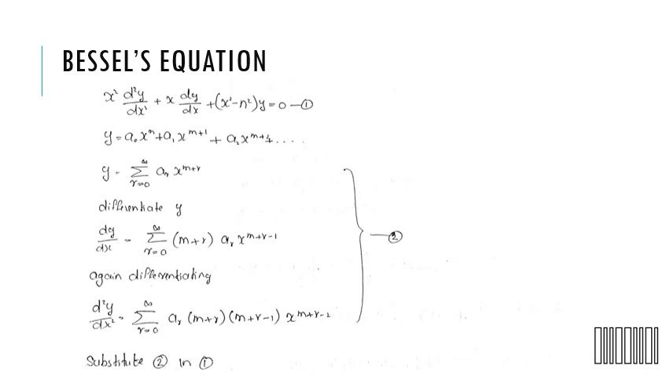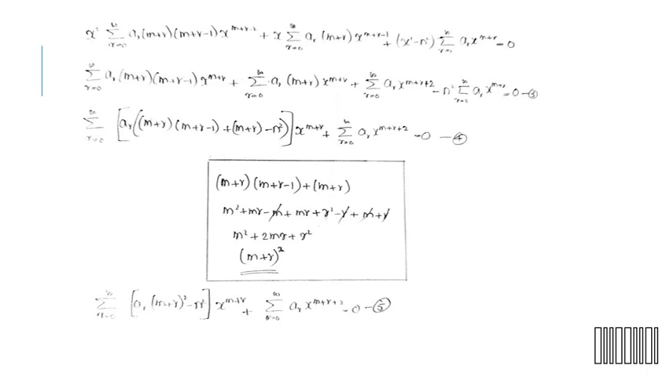So put the equations of y, dy by dx and d square y by dx square as equation 2, and substitute equation 2 in the first equation. When we substitute that, we get x square summation of r equal to 0 to infinity ar (m plus r) into (m plus r minus 1) x raised to m plus r minus 2, plus x into summation of r equal to 0 to infinity ar into (m plus r) into x raised to m plus r minus 1, plus (x square minus n square) summation of r equal to 0 to infinity ar x raised to m plus r equal to 0.